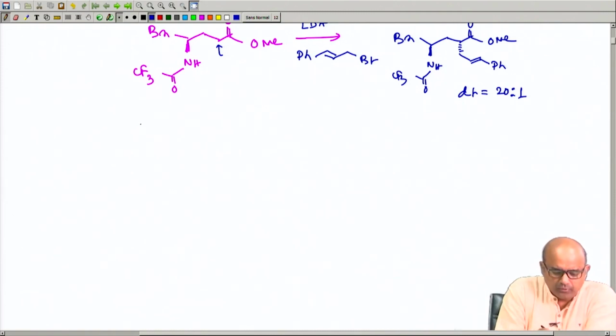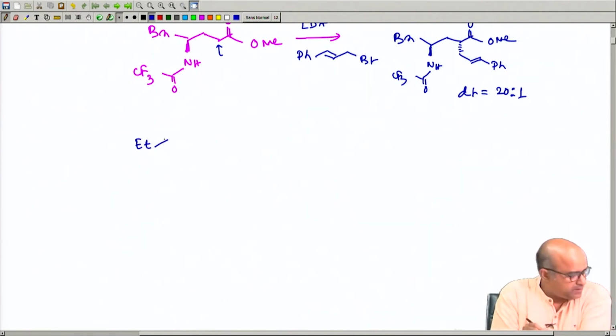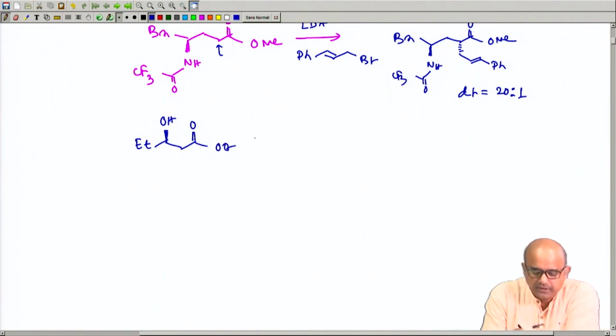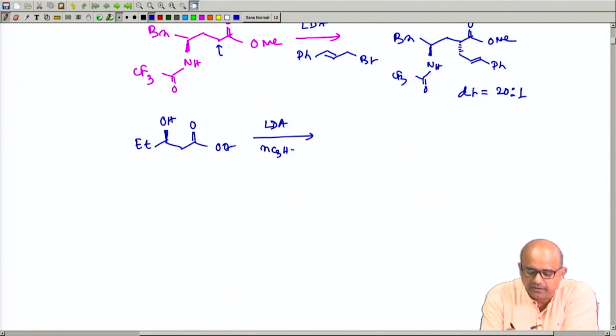Next, let us talk about a little bit of other issues where one has to consider different aspects. We will take a hydroxy acid or hydroxy ester, something like this. Now, this particular compound, if I use a base like LDA and an electrophile like say C3H7Br.